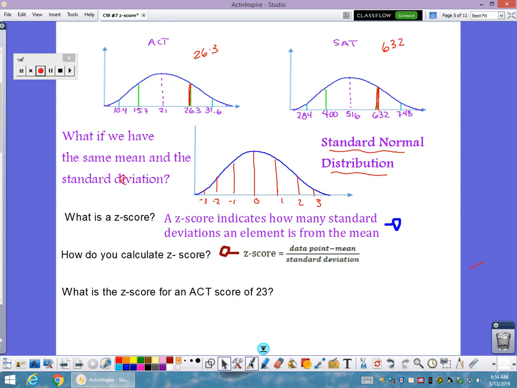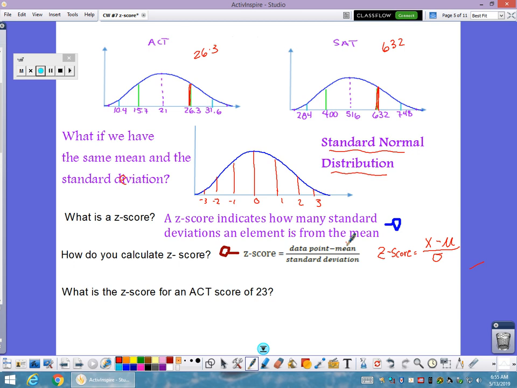Z-score equals data point minus mean over standard deviation. I'm going to write that out in Greek letters. So the z-score is equal to data, so we're just going to say x is our data, minus the mean, mu, over sigma, our standard deviation. Data minus mean over standard deviation. So if you want to write that out, let's see how the formula sheet gives it to you. They give it to you in words. So data score minus mean, this is how you'll see it on your formula sheet.